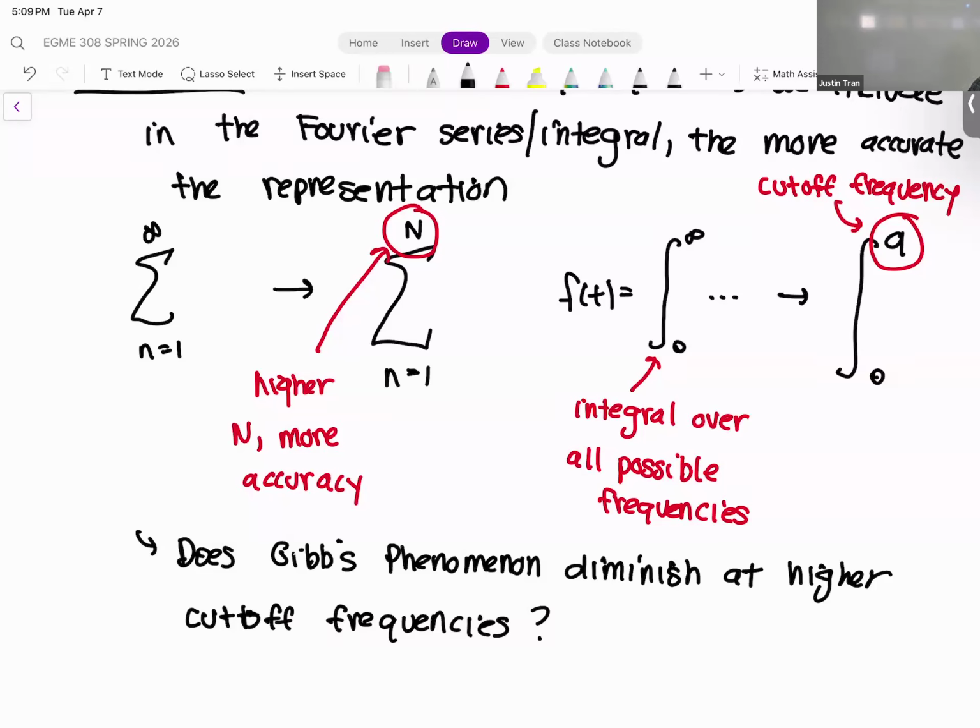So actually, if you increase the cutoff frequency, it makes the Gibbs phenomenon worse. So let's say that you have a cutoff frequency of 50 compared to 25, you actually get a worse Gibbs phenomenon at 50 than at 25. Even though overall you are getting a more accurate representation, that overshoot actually gets worse. I'll show you some pictures in a second.